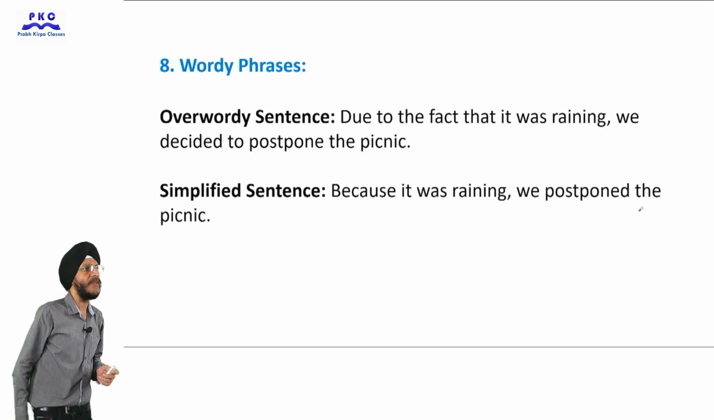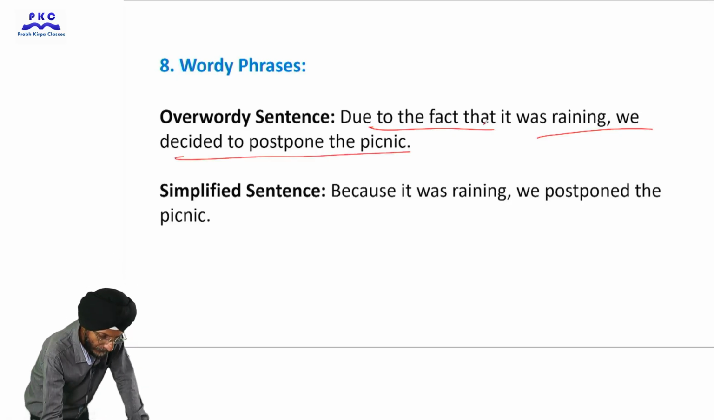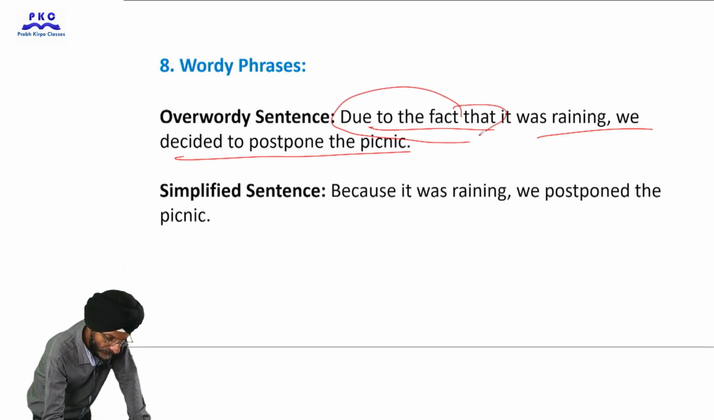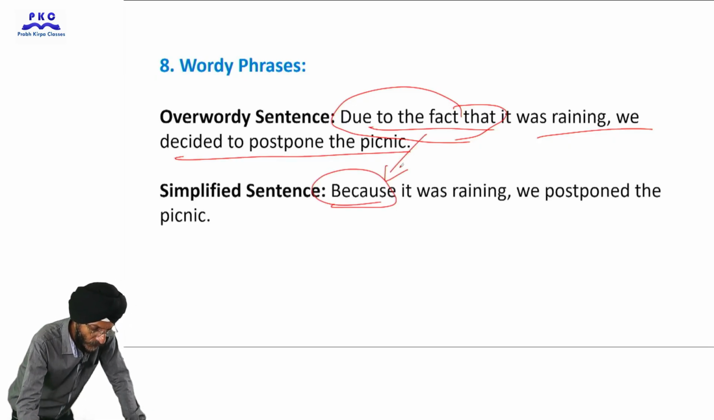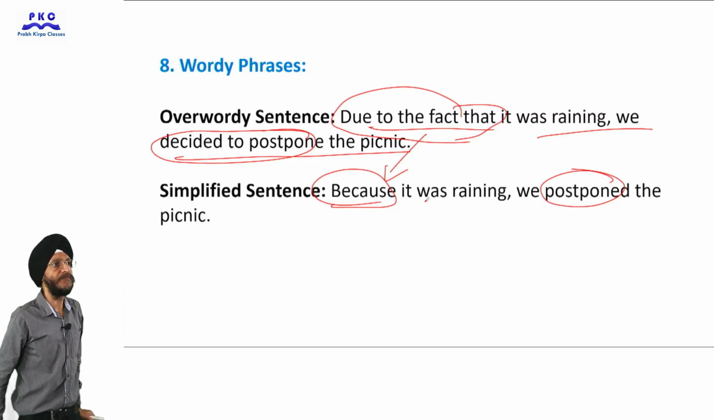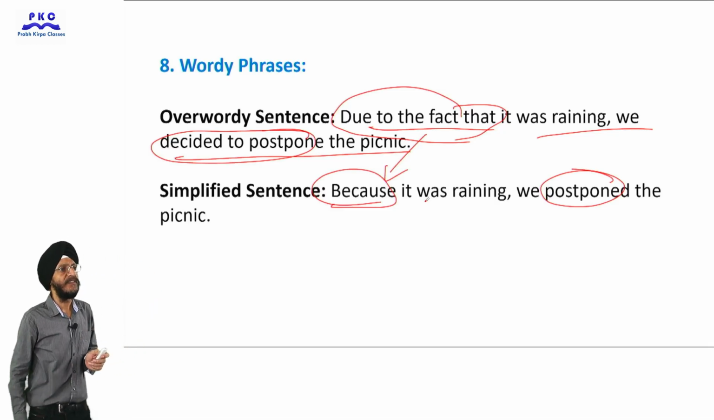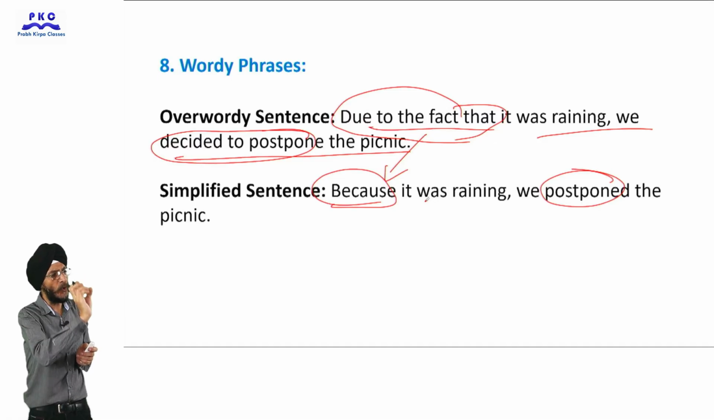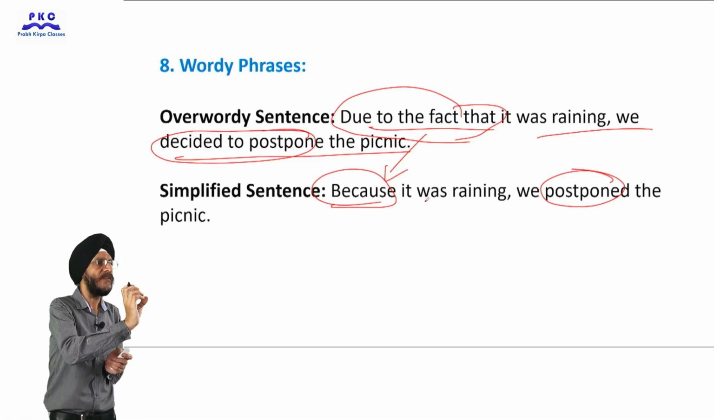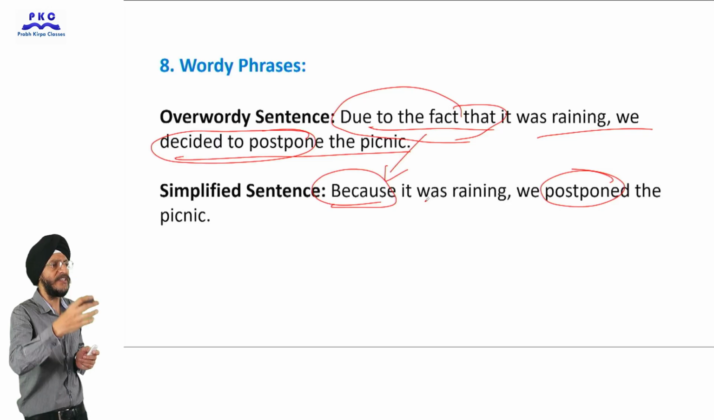Wordy phrases. Due to the fact that it was raining, we decided to postpone the picnic. In place of "due to the fact that", we can use "because": because it was raining. In place of "we decided to postpone", we have simply used "postponed". So instead of wordy phrases, we can simplify the sentence. Try to make the sentence shorter, to the point, brief, so that the reader does not have to spend much time to understand what you want to convey.